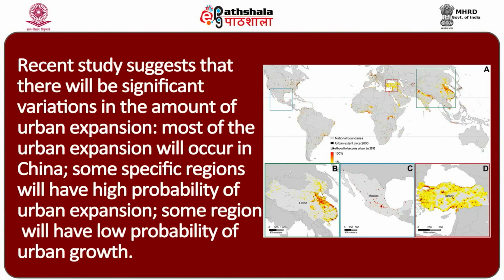A recent study suggests that there will be significant variations in the amount of urban expansion. Most of the urban expansion will occur in China. Some specific regions will have high probability of urban expansion. Some regions will have low probability of urban growth. See figure 1 for this detailed analysis. This figure shows the urban expansion probabilities at a global level.